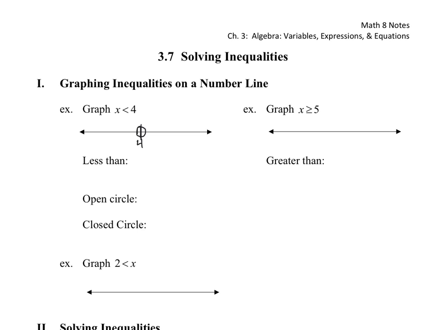So if x is smaller than 4, is it going to be to the left of 4 or to the right of 4? To the left. So it could be any number to the left of 4. Why is the line so wiggly? Why not?